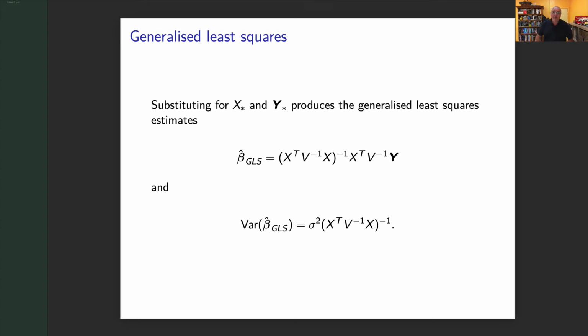You can show that, substituting in and simplifying, now I'm going back and resubstituting the fact that x star equals V to the minus a half x and y star equals V to the minus half y. Substitute back in, simplify, we get this form. So it looks very similar. You've got this (x transpose x) to the minus 1, but in the middle you've got this V to the minus 1. X transpose V to the minus 1 y. So it looks very similar to our least squares, this is the generalized least squares. And our variance is sigma squared (x transpose x) to the minus 1, but we've got this extra V to the minus 1 in there that's adjusting.